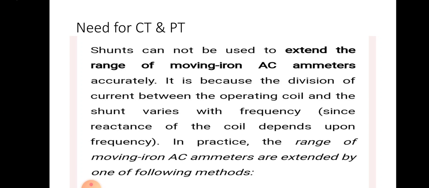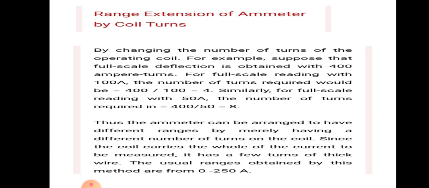In practice, the range of moving iron AC ammeters is extended by one of the following methods, either by CT or by potential transformers. Now we will see how to extend the range of ammeter by using coil turns.